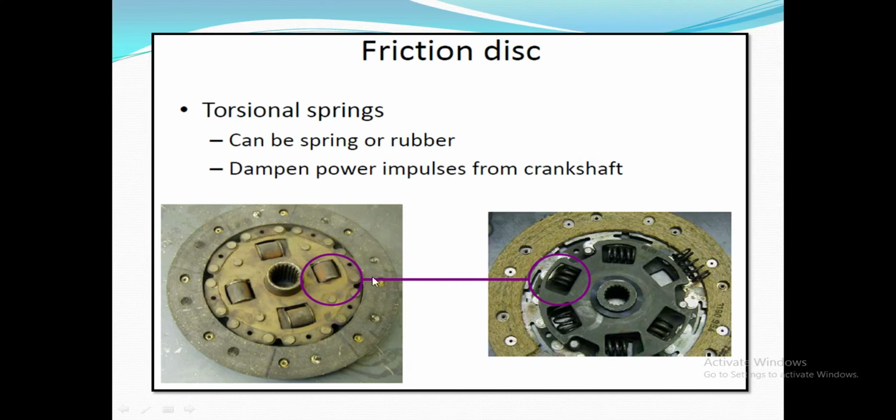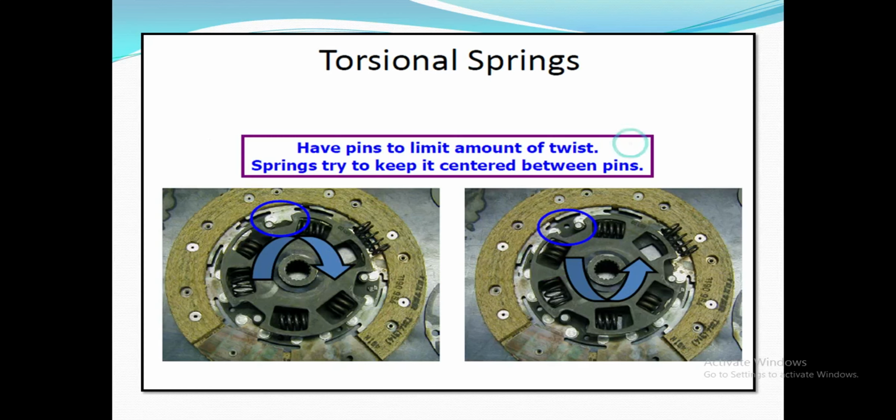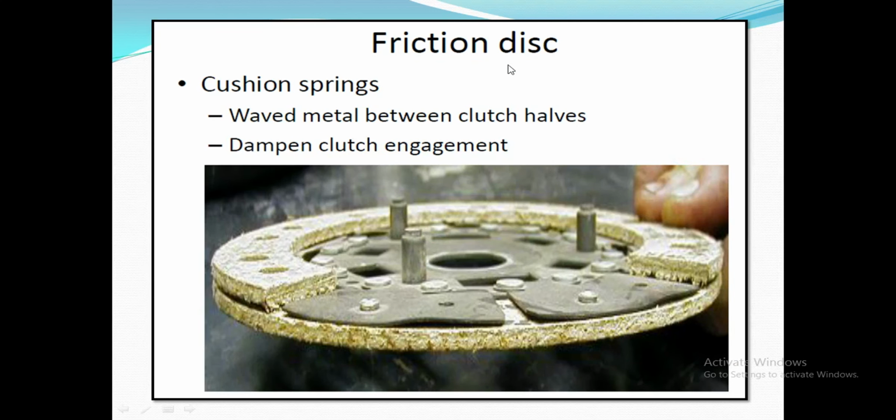This is a schematic diagram of torsional springs. It can be spring or rubber. Dampen power impulses from crankshaft. Torsional springs have pins to limit amount of twist. Springs try to keep it centered between pins. Friction disc. Fusion springs are wave metal between clutch halves, dampen clutch engagement.